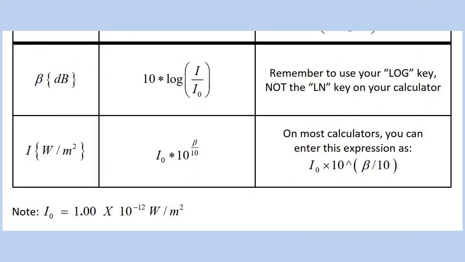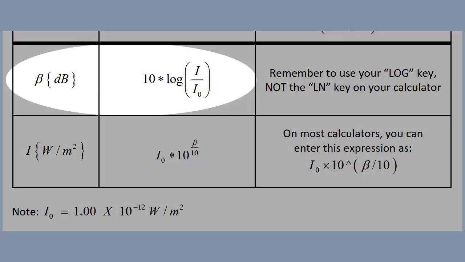Now here's a continuation of the formula chart. This time we're going to be talking about sound intensity level, which is represented by the beta and is given in units of decibels, dB. Be careful when dealing with sound waves, make sure you pay attention to the terms sound intensity level, which is beta, and sound intensity, which is I. Once again, the sound intensity is given in watts per meter squared.